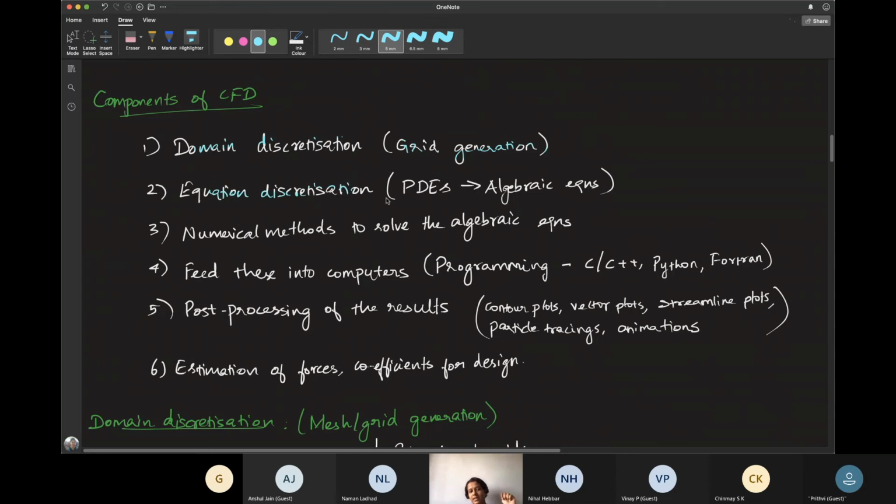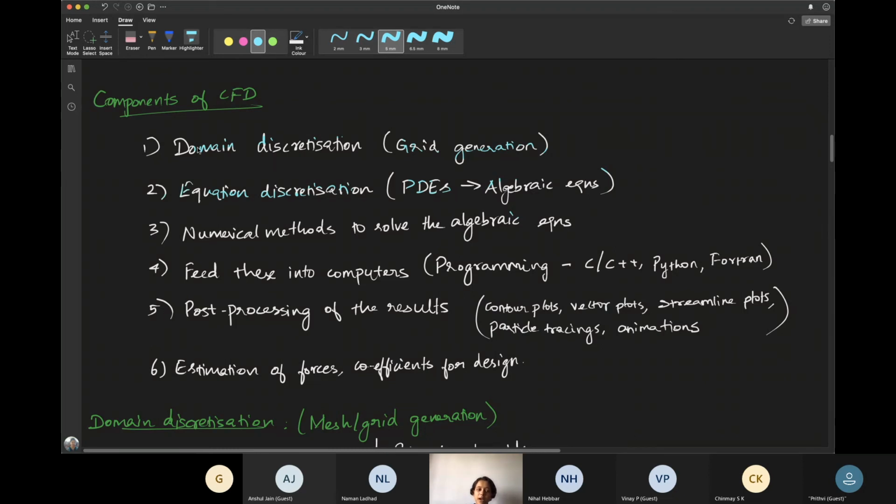Next is equation discretization. All your governing equations are PDEs, so they are continuous. Now you already have discretized the domain on certain points. PDEs cannot be applicable on the discrete domain. So you need to make them into algebraic equations by considering some approximations. The partial derivatives need to be approximated into something else, in algebraic format, to enable you to solve it easily.